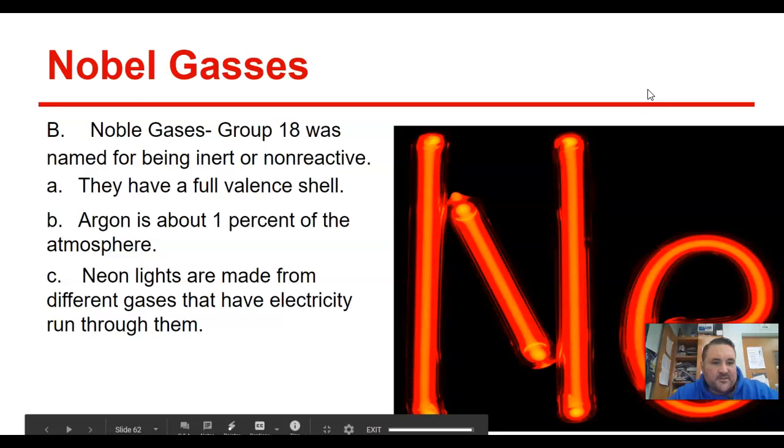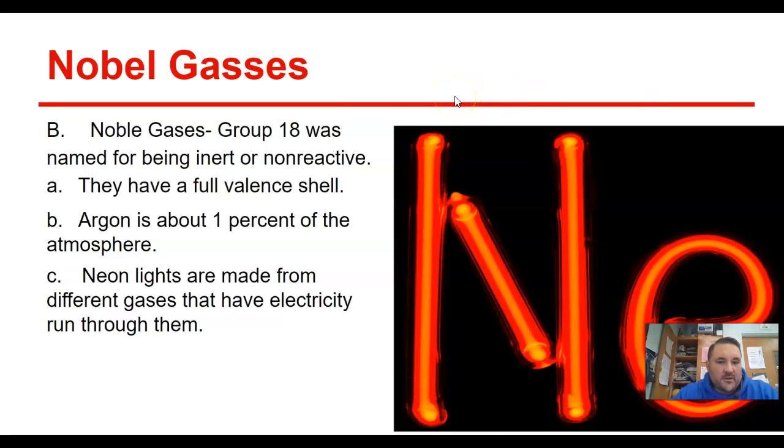Noble gases are group 18. They're referred to as inert or non-reactive. The most common in the Earth's atmosphere is argon, we use it in windows, and then we use neon lights all the time in different fancy signs.